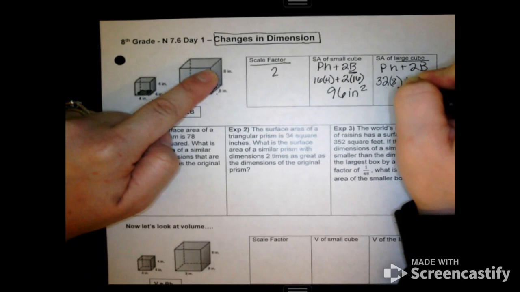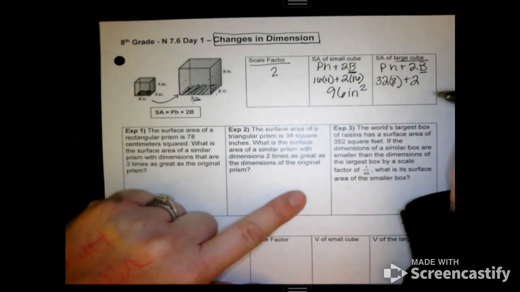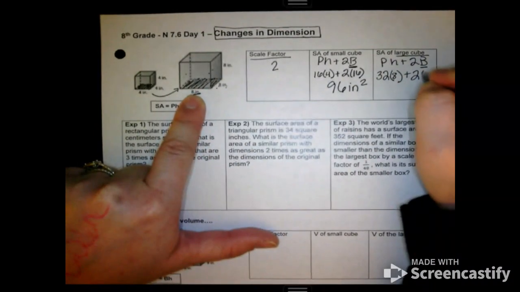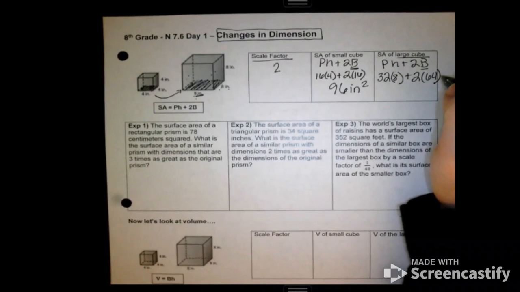8. All right, plus 2, and then the area of my base, I would do 8 times 8. 64. All right, plug that into your calculator. What do you get? 384.